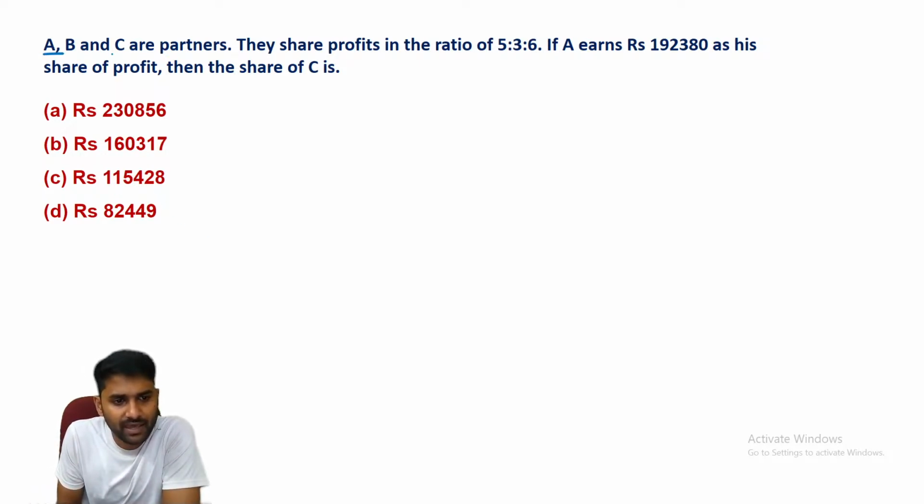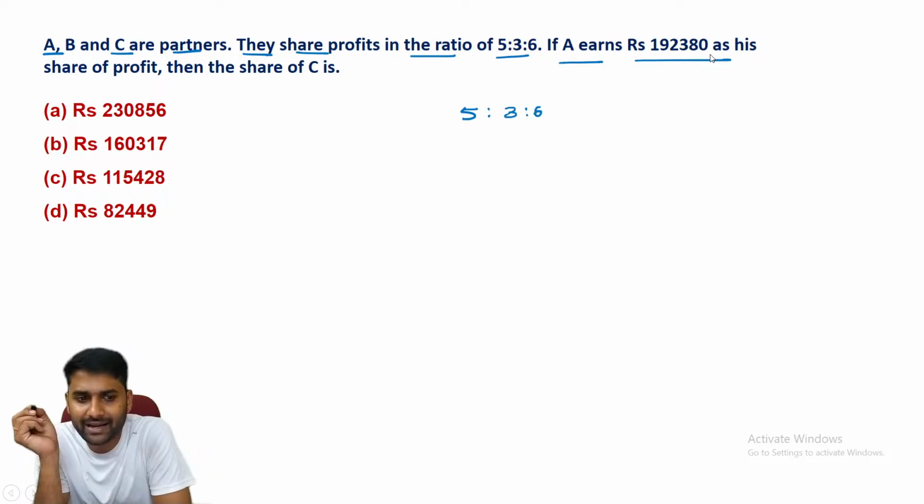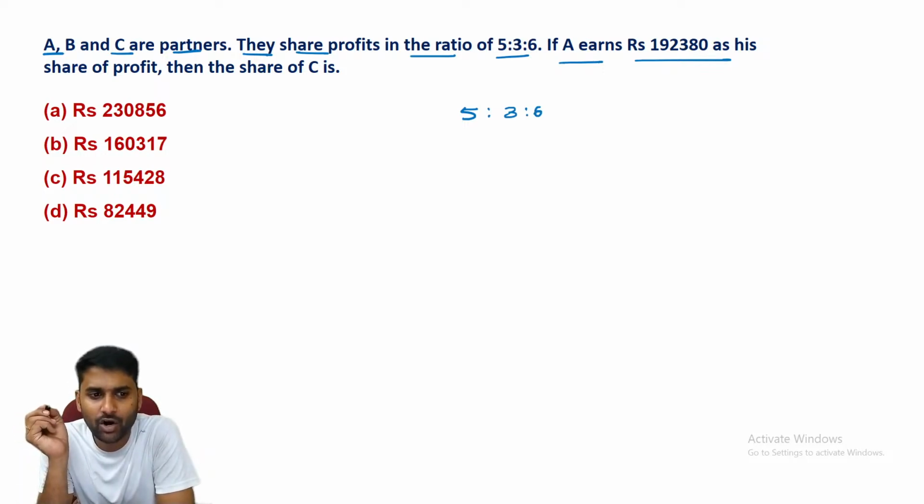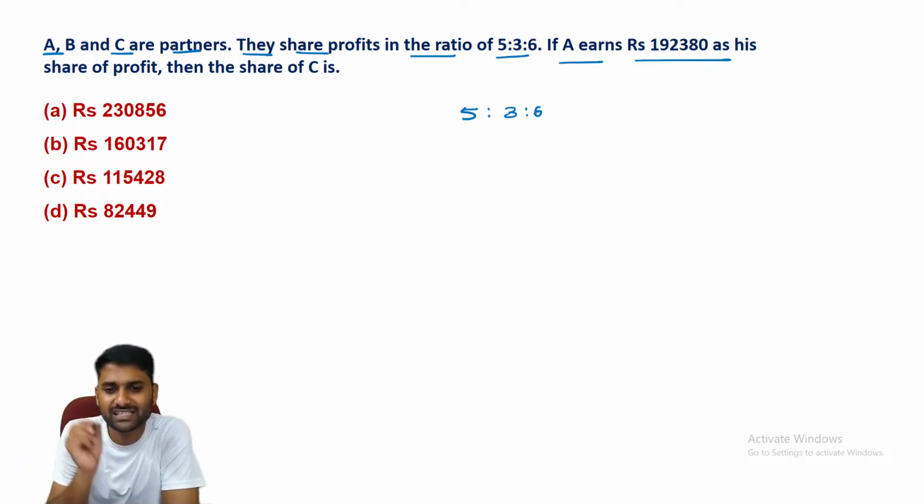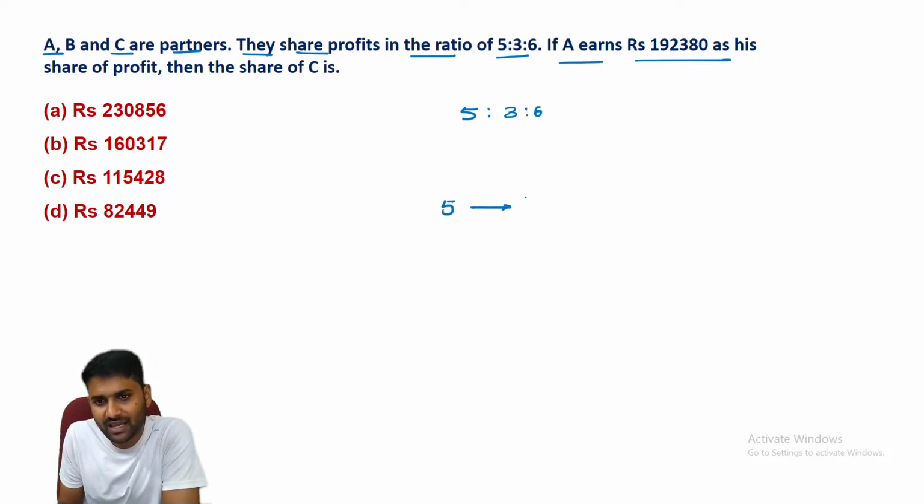Now see, A, B, C are partners. They share profits in the ratio of 5 is to 3 is to 6. A earns 1,92,380 of his share of profit. What is the C share? We have a direct comparison. 5 units is 1,92,380. Then 6 units become how much?